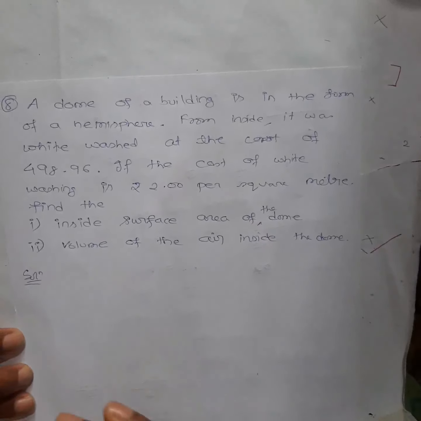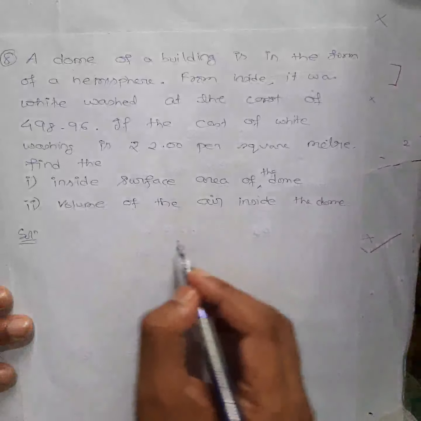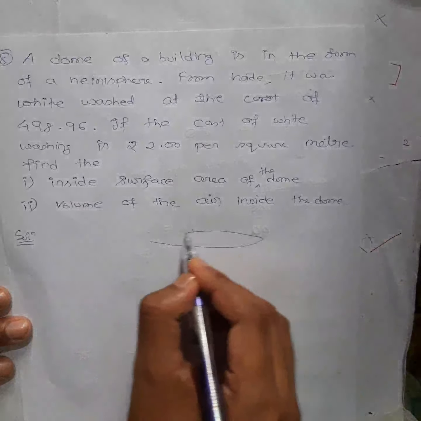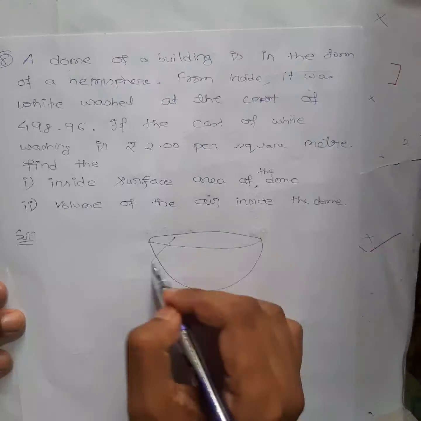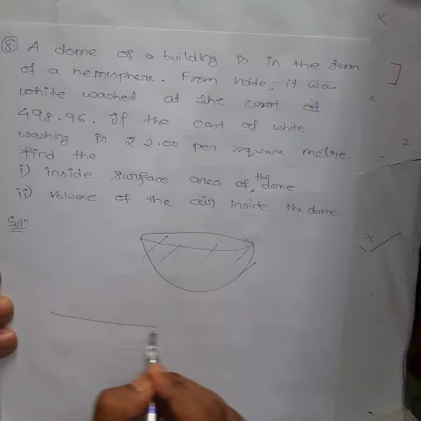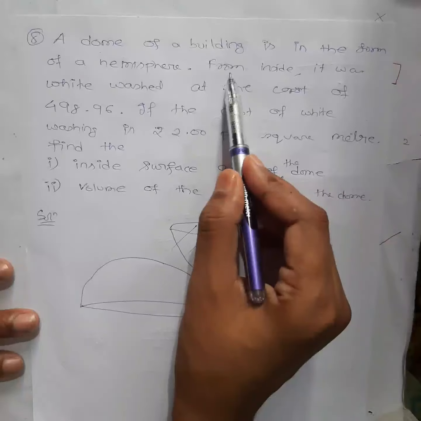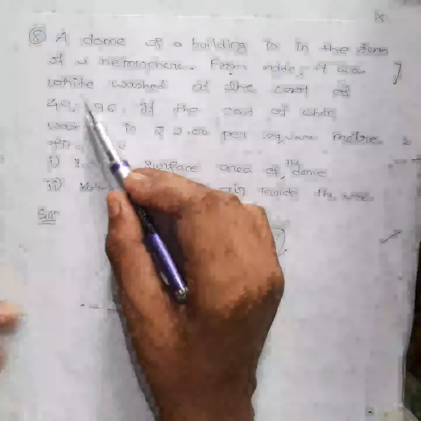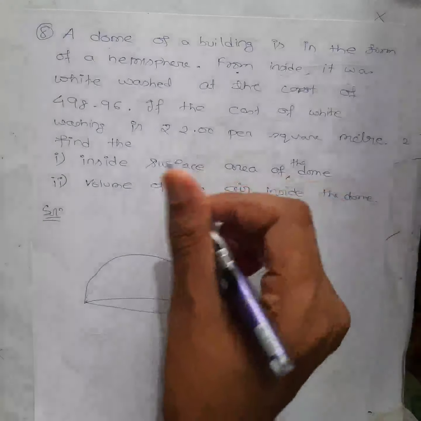Okay, students, question number 8. It says a dome of a building is in the form of a hemisphere. So there is a dome whose shape is like a hemisphere. From inside it was whitewashed. So you can say from inside they have painted, right?